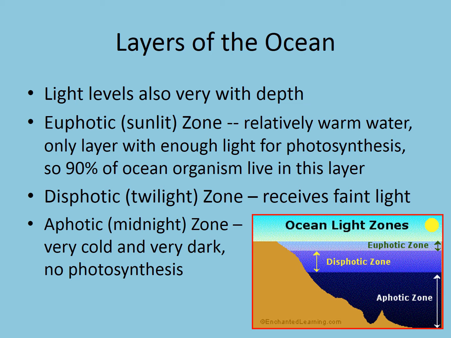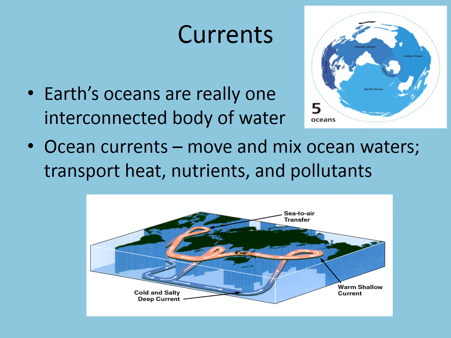And then you get down to the aphotic or midnight zone. Extremely cold, extremely dark, and as you can guess, no photosynthesis at all. Now, there are organisms that live down there, really, really cool organisms that I would love to talk about, but they do not rely on photosynthesis in order to have a food source. So they have found a way to live in a zone that they can't have it.